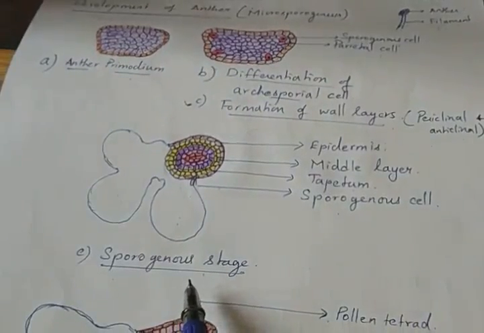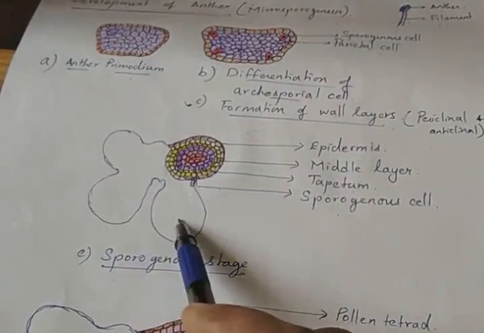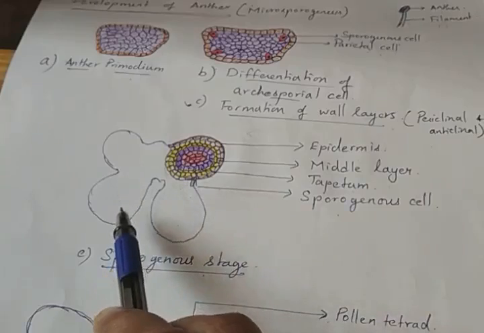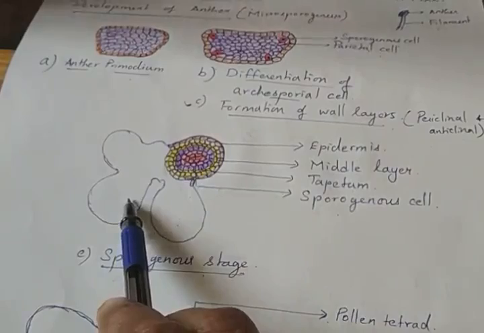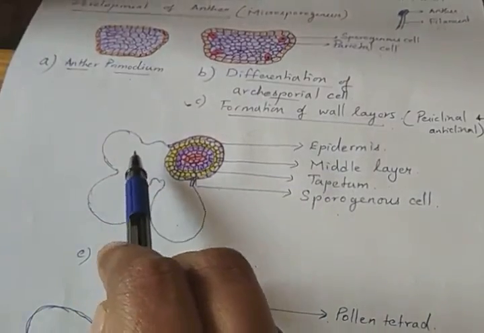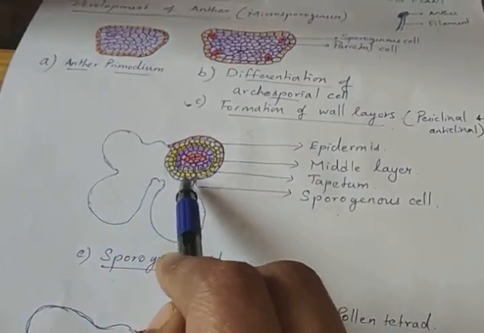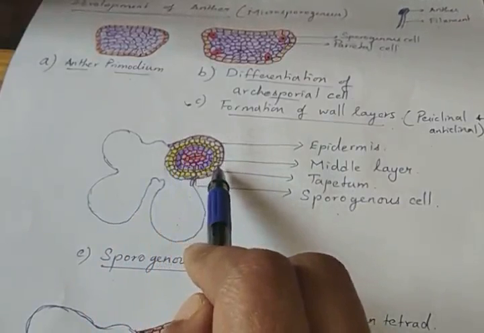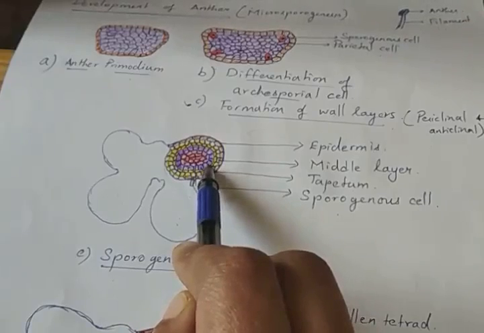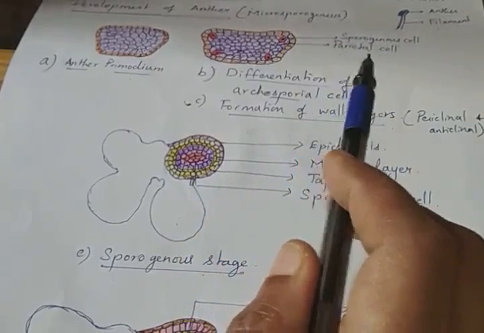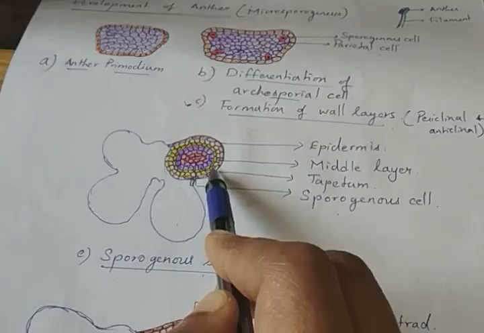In the next stage, the sporogenous stage, you can see the anther has taken the shape of two lobes. Each lobe contains two compartments that we call theca, so the anther is dithecous. Here one lobe is shown, in which you can see 4 layers of anther wall, which have developed from the primary parietal cells. Only from the primary parietal cells does the anther wall develop.